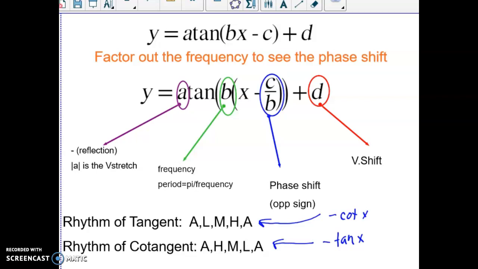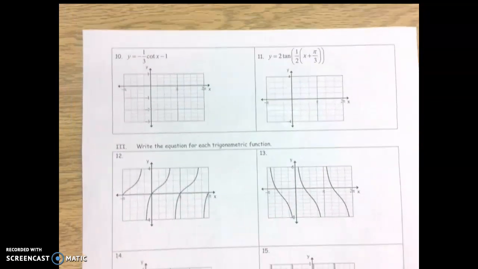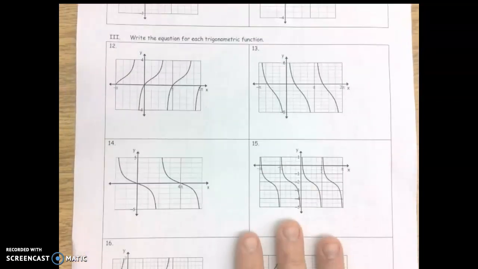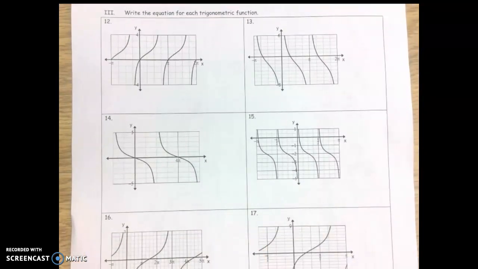Okay, so this is part 2. Again, here are the transformations. Now we're going to work on writing our functions given a graph. So flip your paper over to the back, and we're going to talk about how to write those equations.